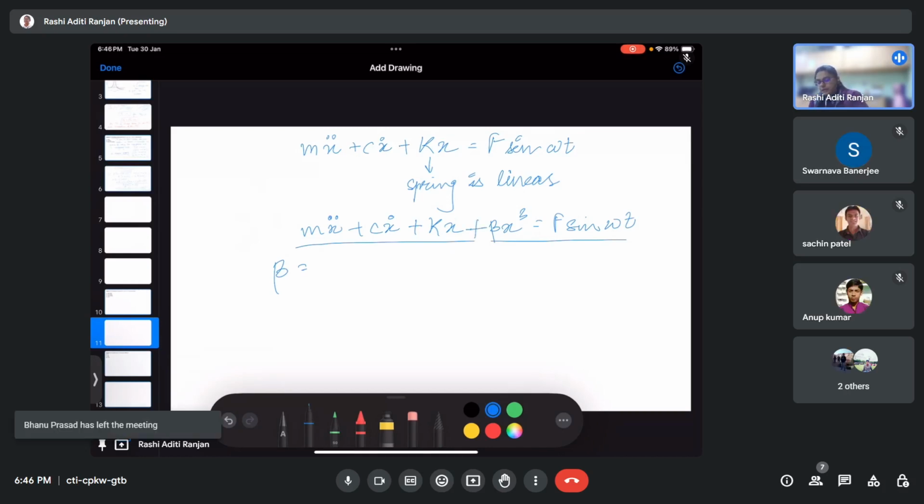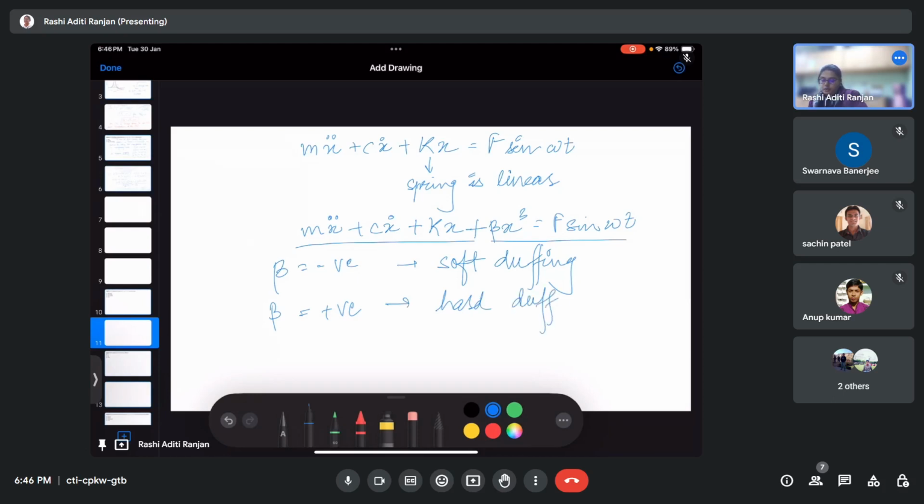So if beta is negative, then it is going to be a soft Duffing oscillator. And if the value of beta is positive, then it is going to be a hard Duffing oscillator.